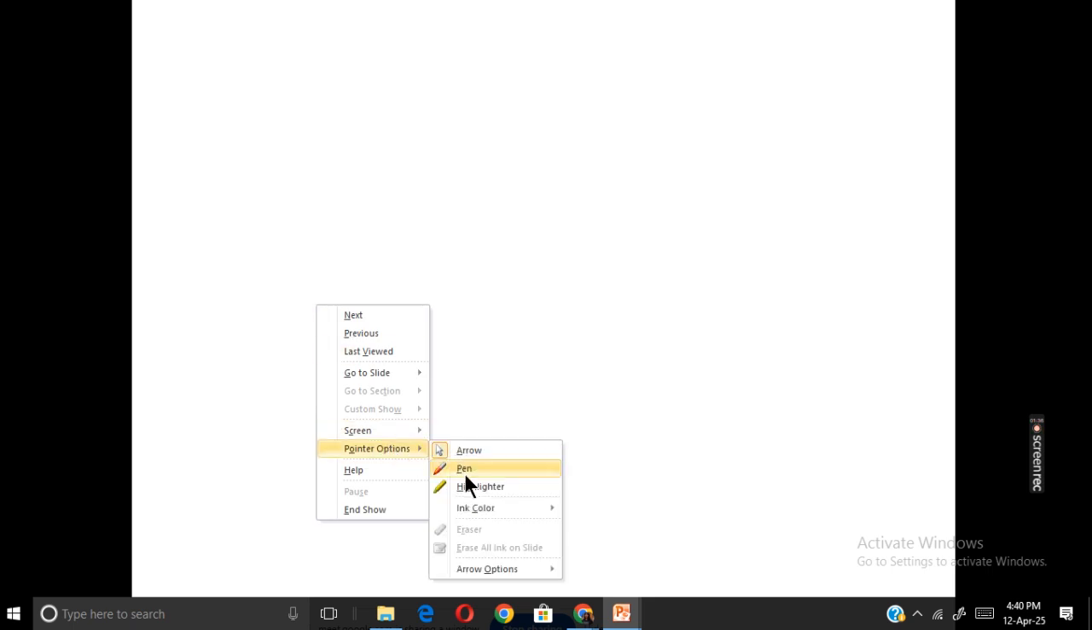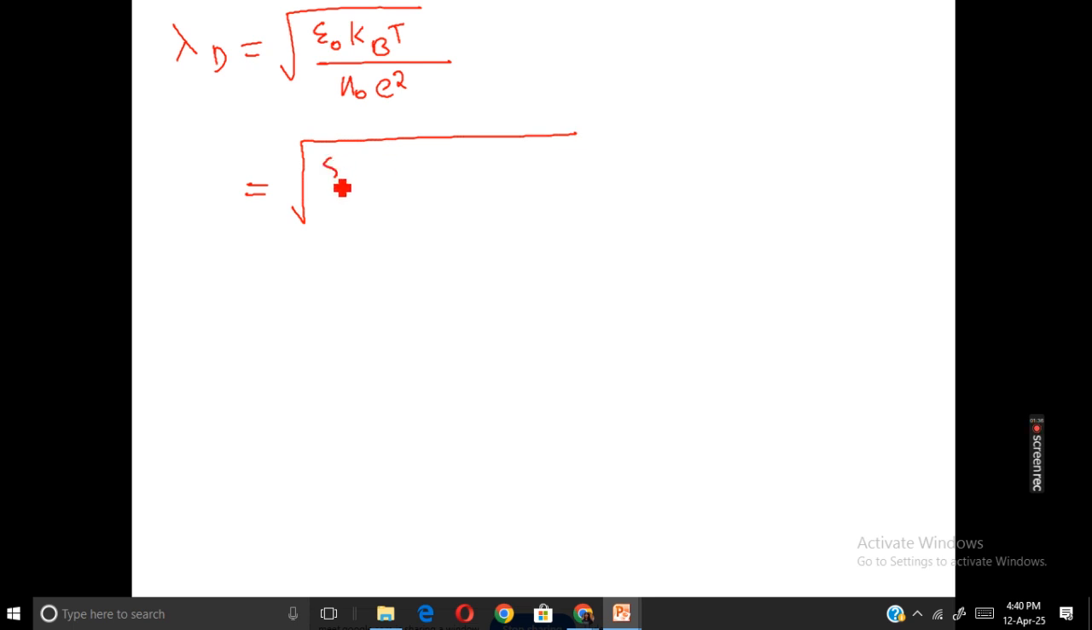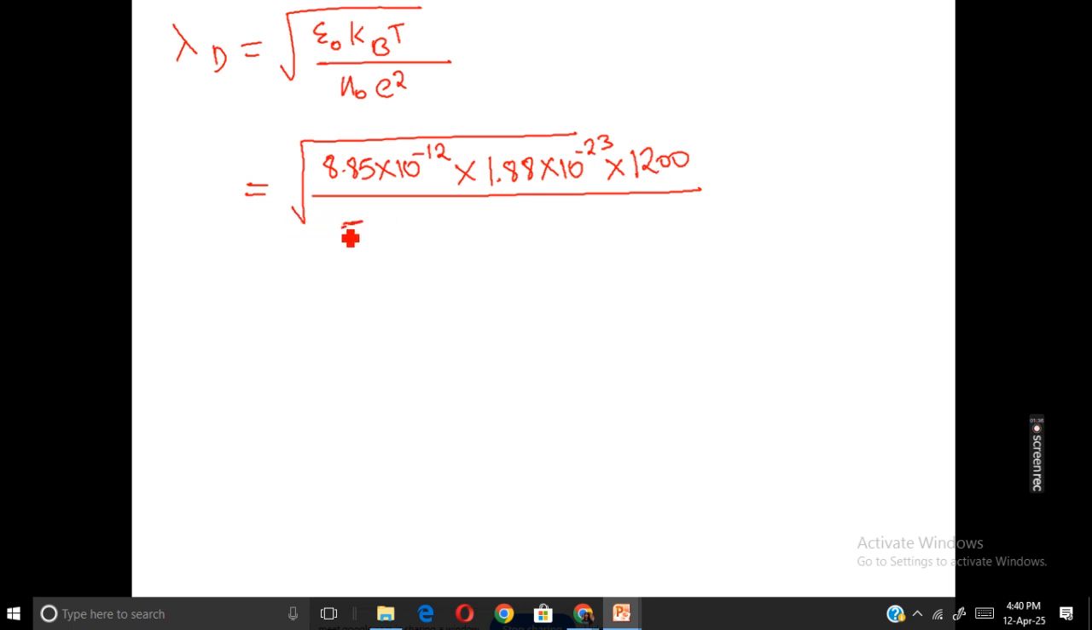Now we calculate lambda d, the Debye length. Lambda d will be root of epsilon 0 kBT by n0 e square, which is root of 8.85 into 10 raised to minus 12 into 1.38 into 10 raised to minus 23 into 1200 divided by 4.93 into 10 raised to 10 into 1.6.